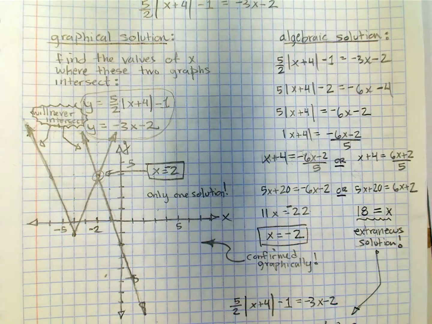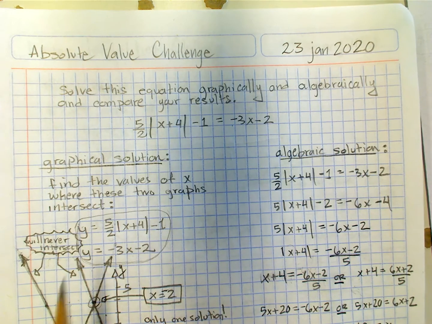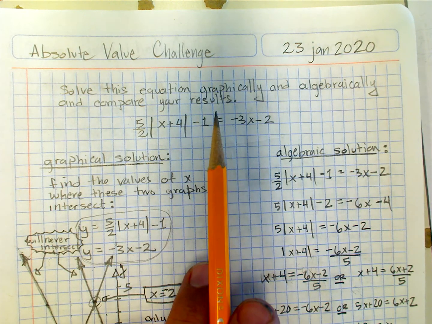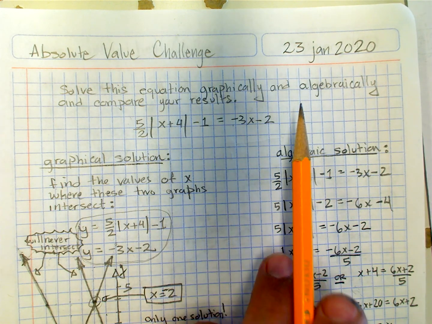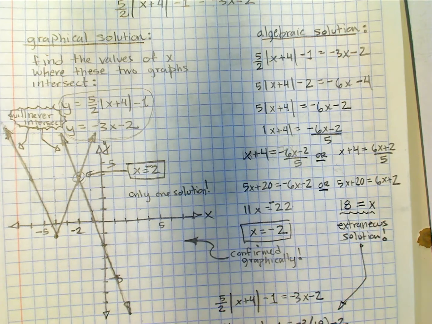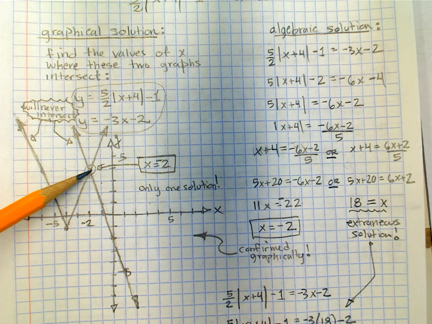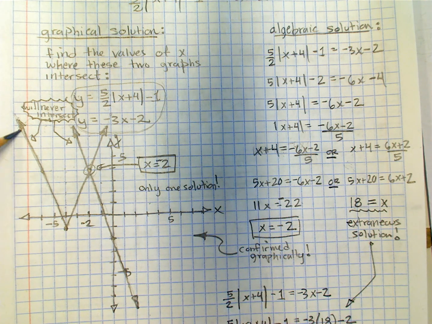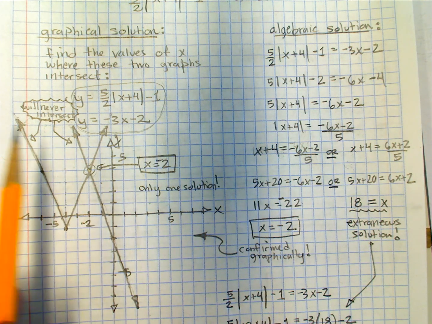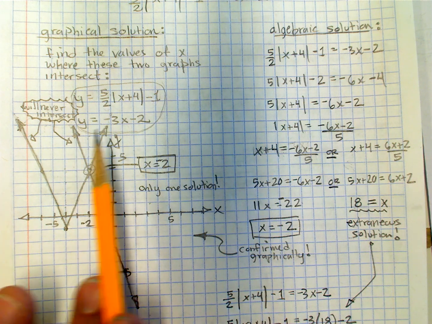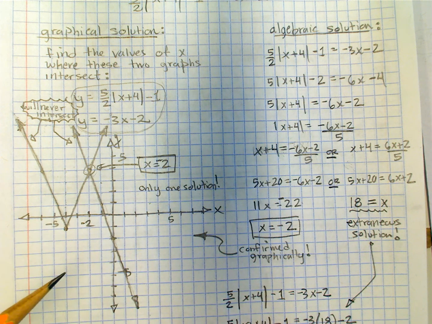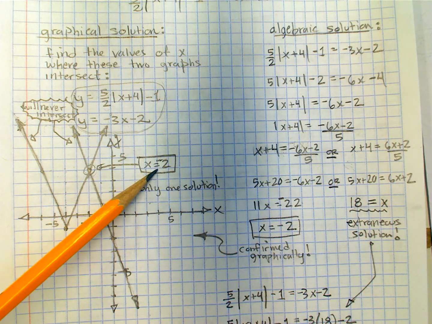So that's what we're really looking for when we're talking about comparing our results for the graphical and algebraic solution. Our graphical solution shows us just one possible point of intersection. We even thought a little bit more about what happens when x gets really negative and when x gets really positive. There's only one point where these two graphs will intersect, and it's when x is equal to negative 2.